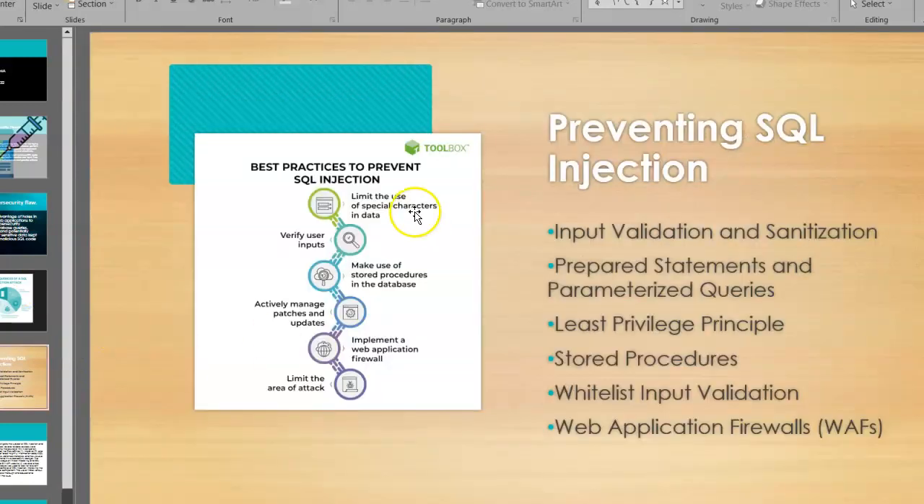Now, how are you going to prevent this? These are the ways you can use to prevent SQL injection: input validation and sanitation, prepared statements and parameterized queries, the least privilege principle, stored procedures, whitelist input validation, and web application firewalls. The best option I would personally suggest is the firewall. Most people use a firewall to prevent SQL injection. It's very common, and most people have heard about it.